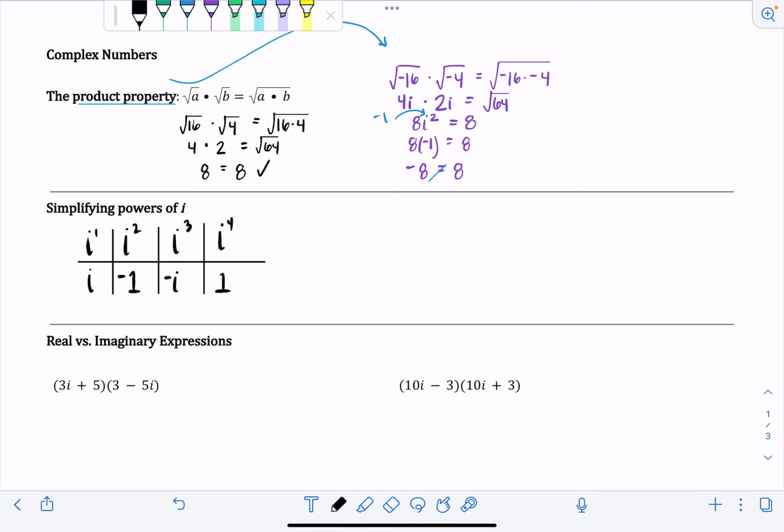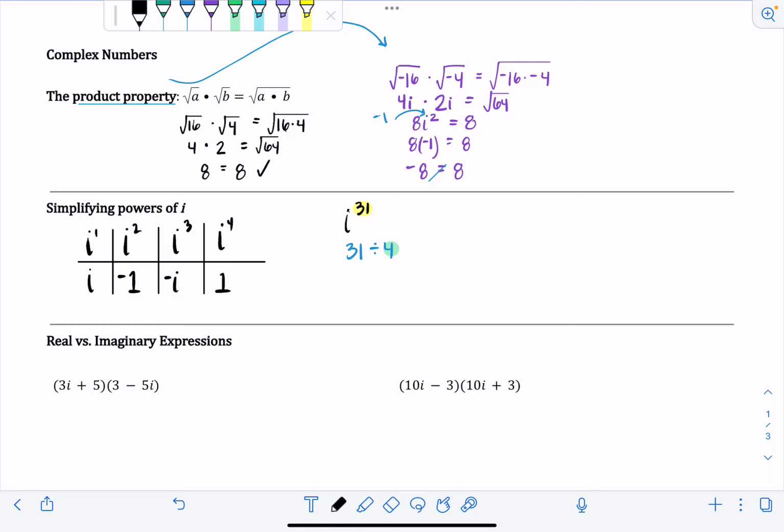This table starts to repeat itself every fourth one. The next one would be i to the fifth, and it would simplify to the same thing as i to the first power. Because it repeats, we can use that pattern to simplify higher powers of i. For example, if I had i to the 31st power, you take the exponent, 31, and divide it by 4. You're always dividing by 4, because the table repeats itself every fourth round.